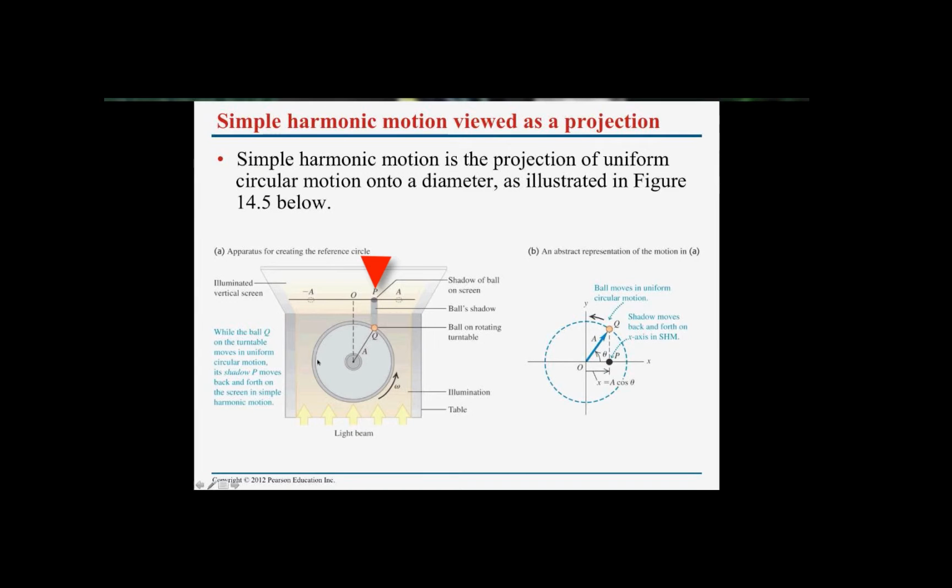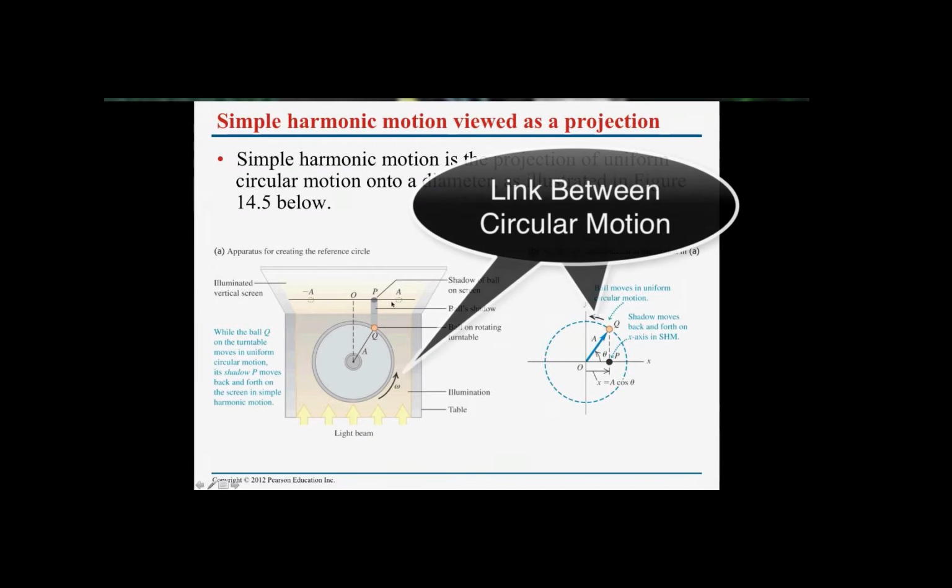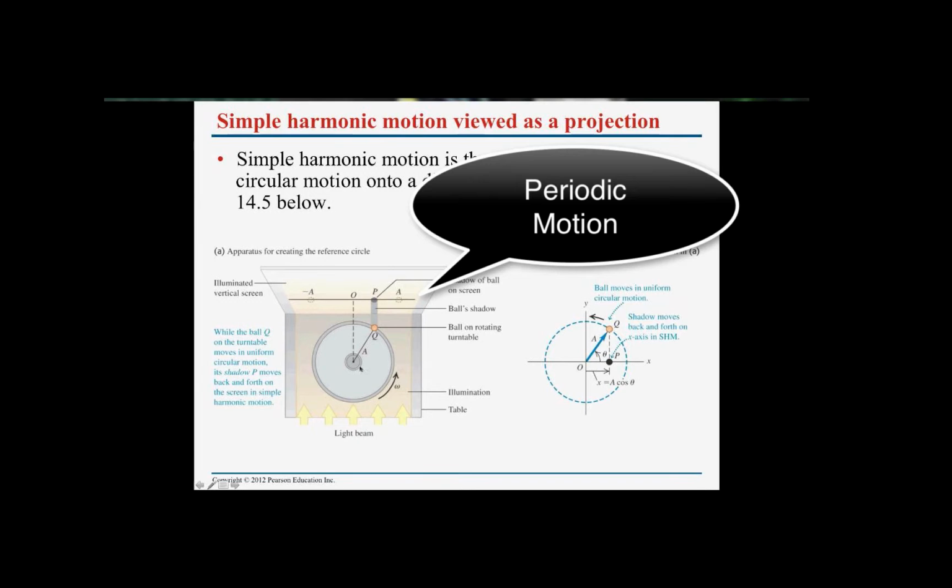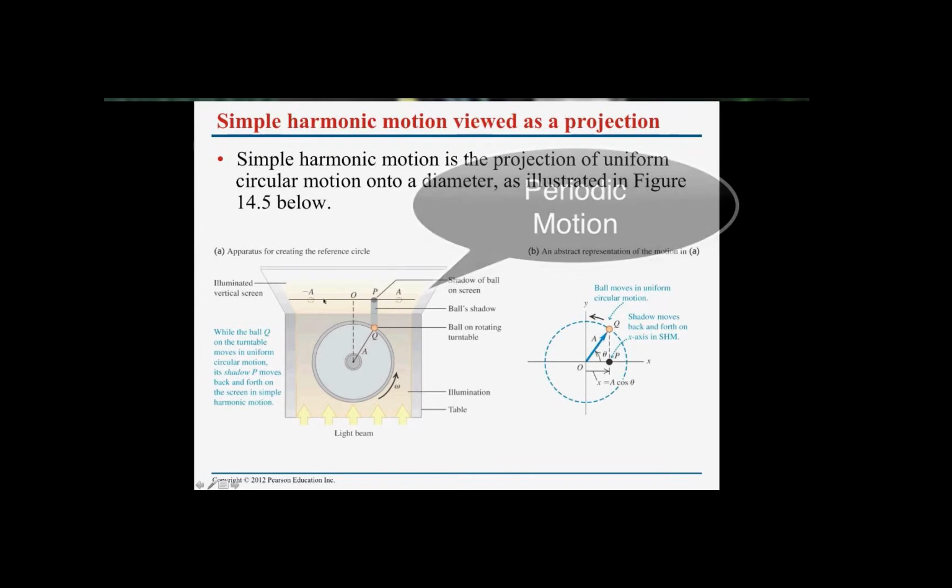And depending on where we are on our rotation, the shadow will shift from left to right on the wall behind it. Any questions there? What's the purpose of this? Just to see the relationship between the circular motion and the periodic motion.